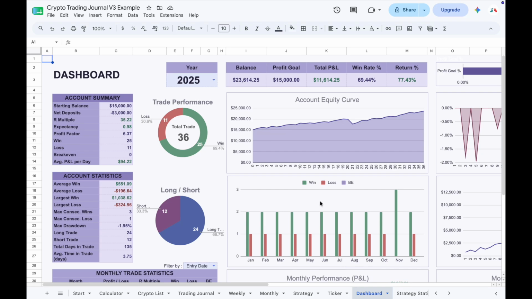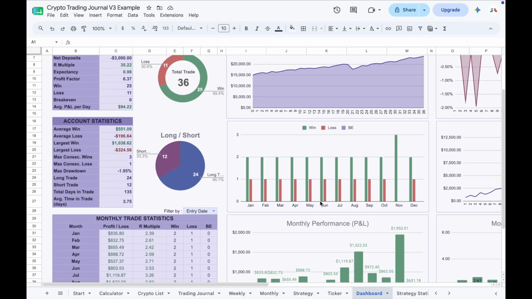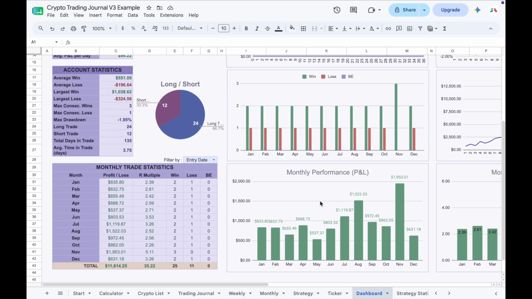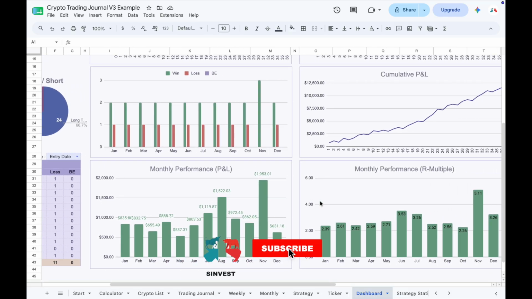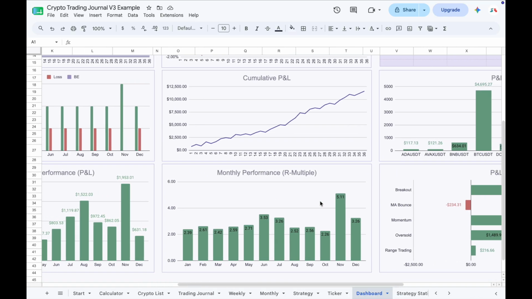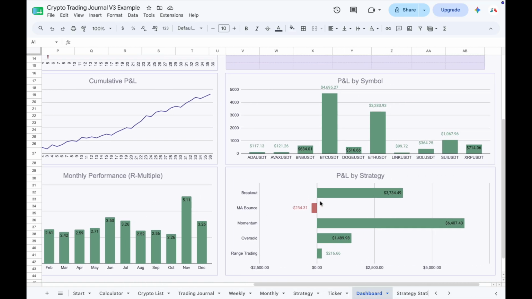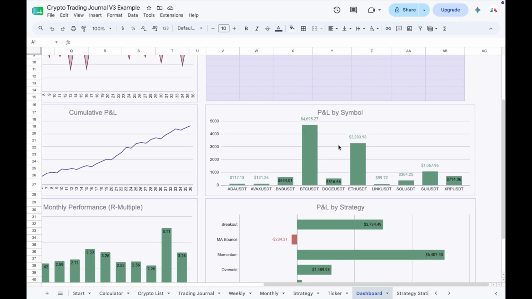Have you ever looked back at one of your crypto trades and thought, why did I even enter this trade? Or maybe you've had a great month trading, but you couldn't explain which strategy actually made you money or which coin kept dragging your results down.